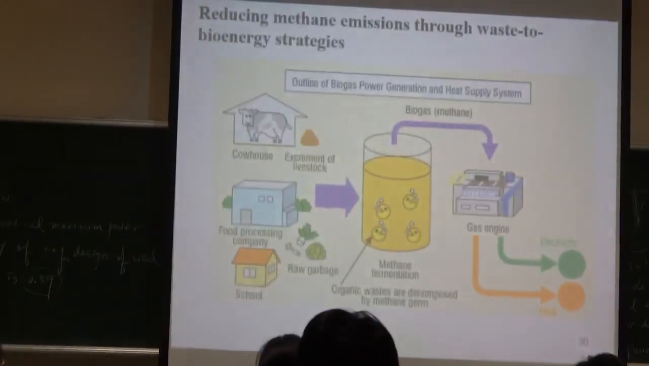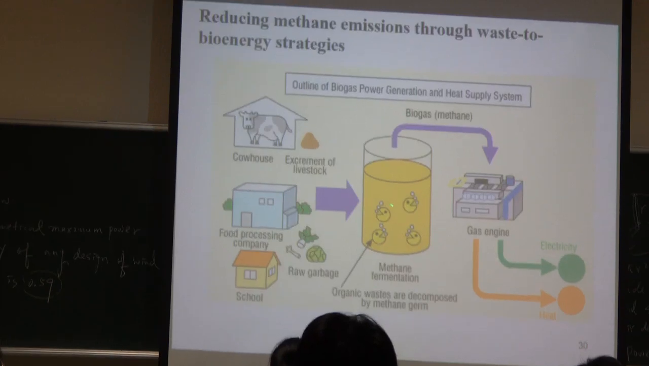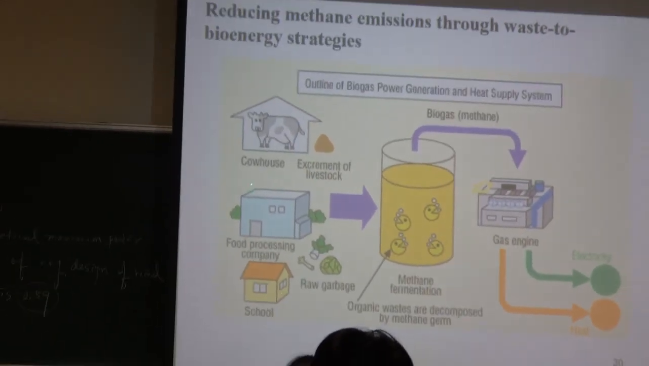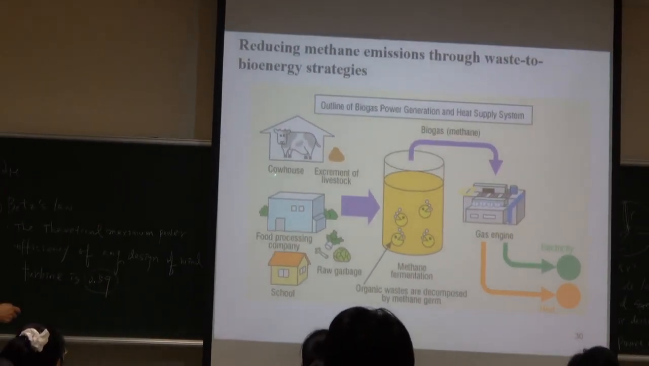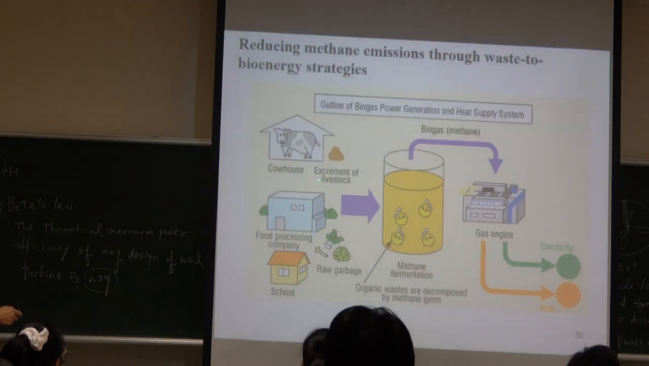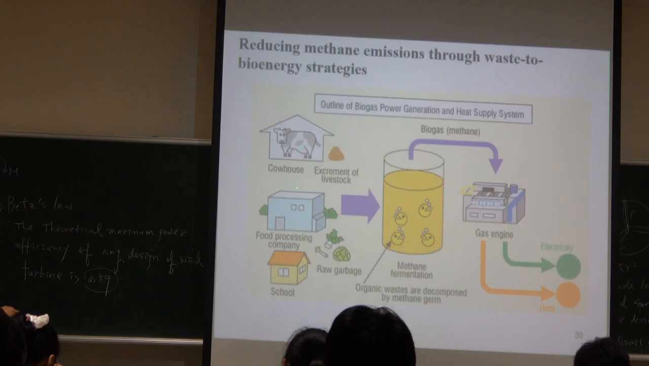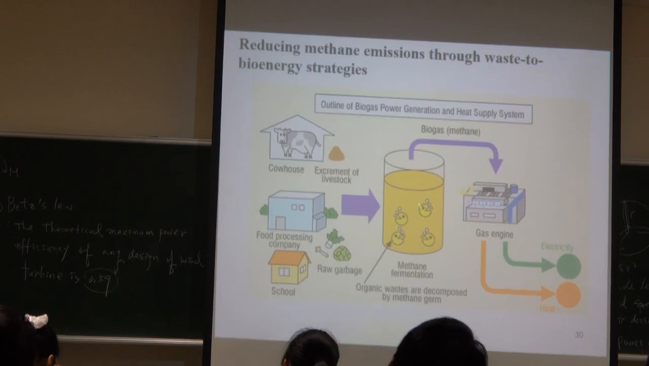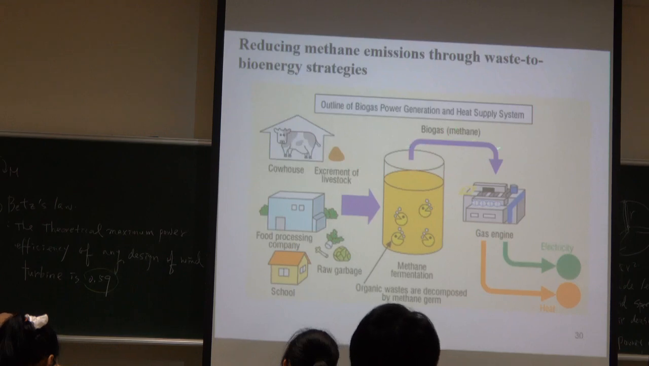So the fermentation process is right here. All this stuff you can see, like the waste of the livestock, dung, and also some waste food and raw garbage. All of this waste we can pass through the mixing fermentation process to get the biogas.